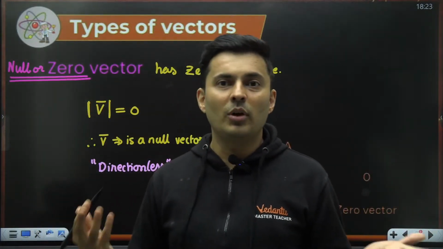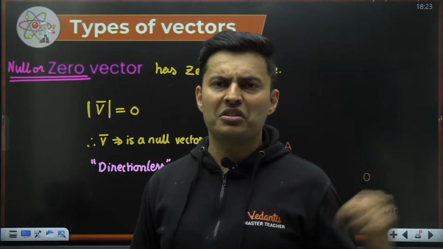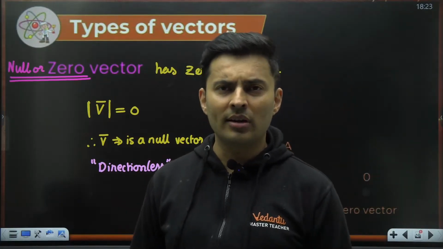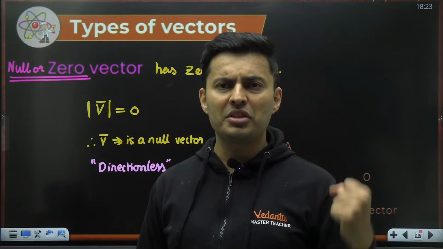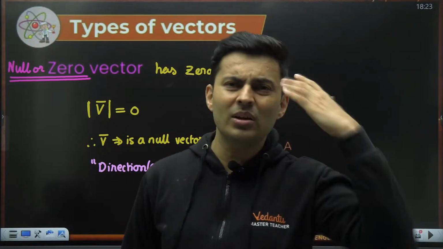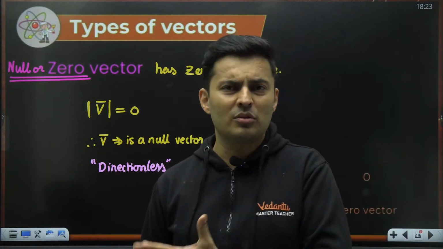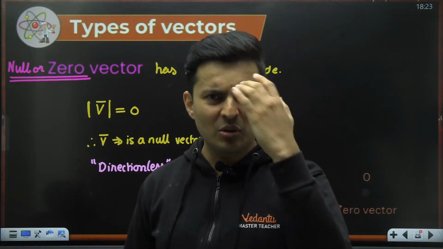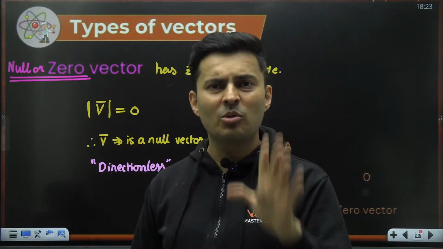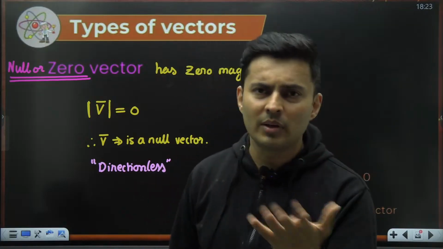I mean, what is the point of telling me my speed is 0 kilometers per hour in the north direction? What's the point? My speed is 0 kilometers per hour in the east direction. How does it matter? We just say, hey man, you are lost. When your speed is 0, why are you telling me the direction? Just keep quiet. Don't tell me the direction because you're not even moving.